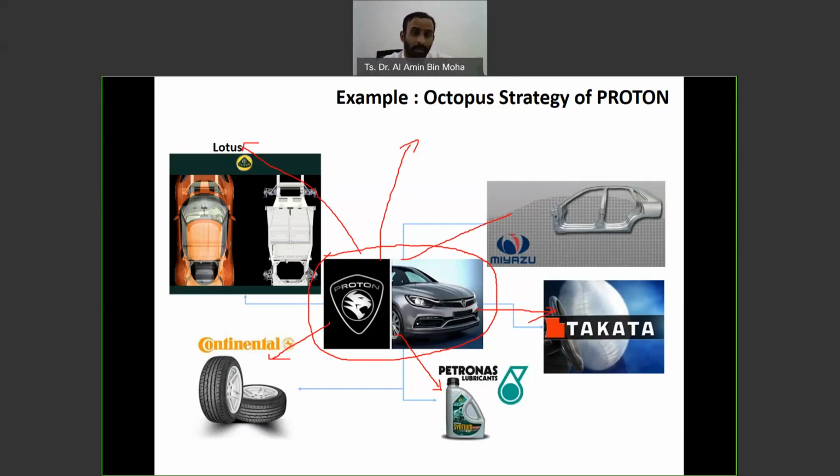So you can manage the resources, and you are going to work together with different organizations, different companies, and they maybe can be your competitors.